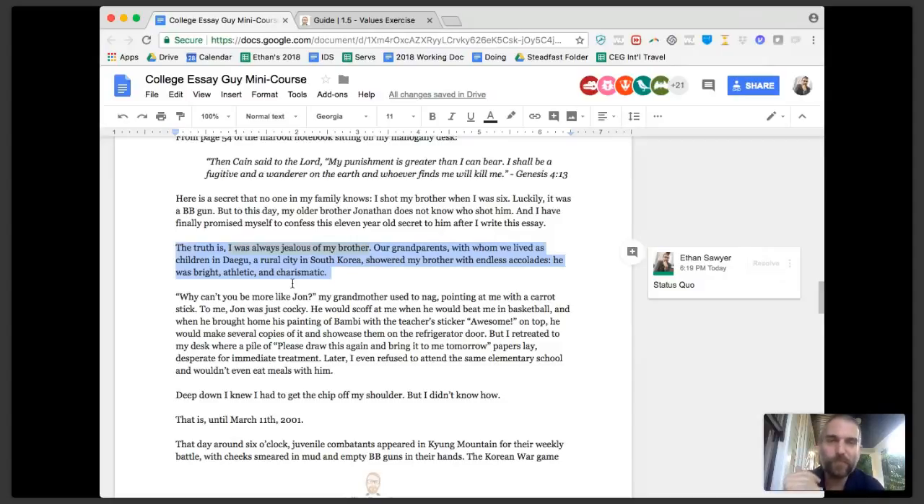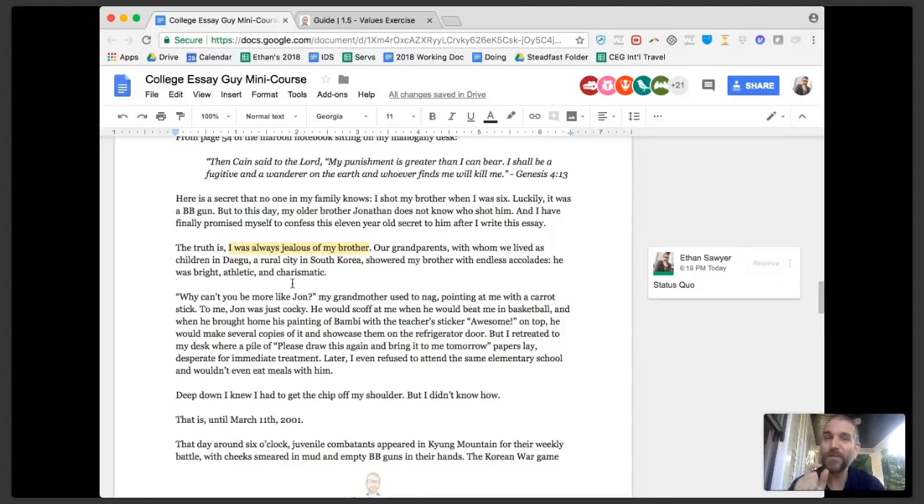Now, if this were an essay written this year, I would say we can shorten some of those details. Essentially, the gist of it is he was jealous of his brother. His brother was in some ways outshining him, and the grandparents were giving him lots of love for that. "Deep down, I knew I had to get the chip off my shoulder, but I didn't know how. That is until March 11th, 2001."